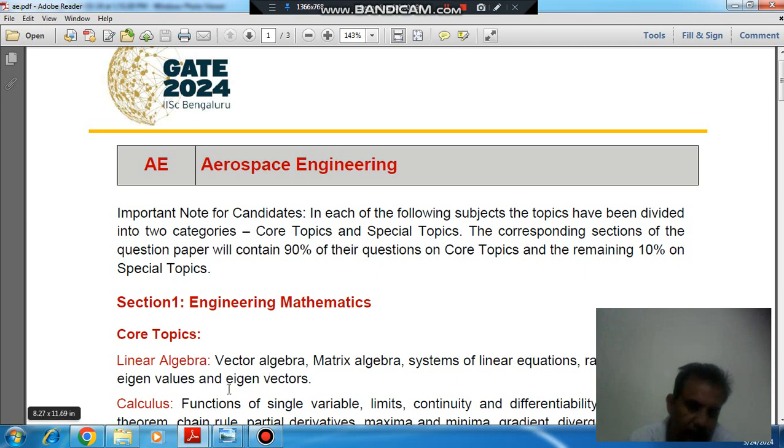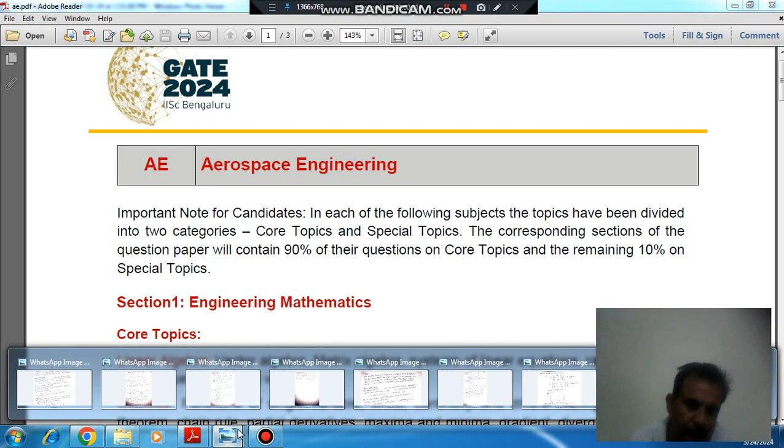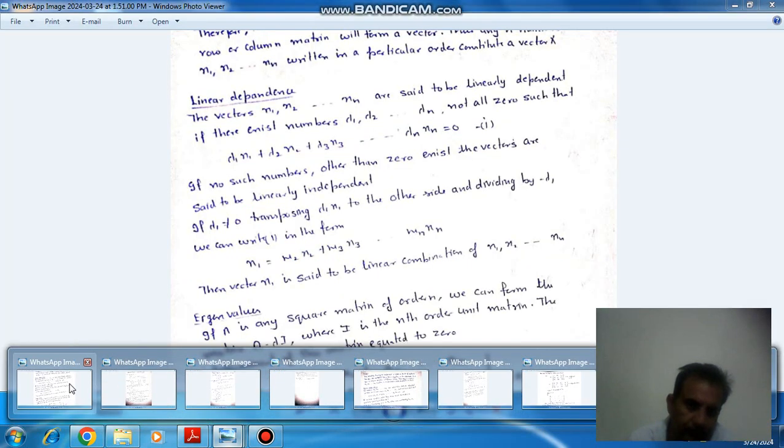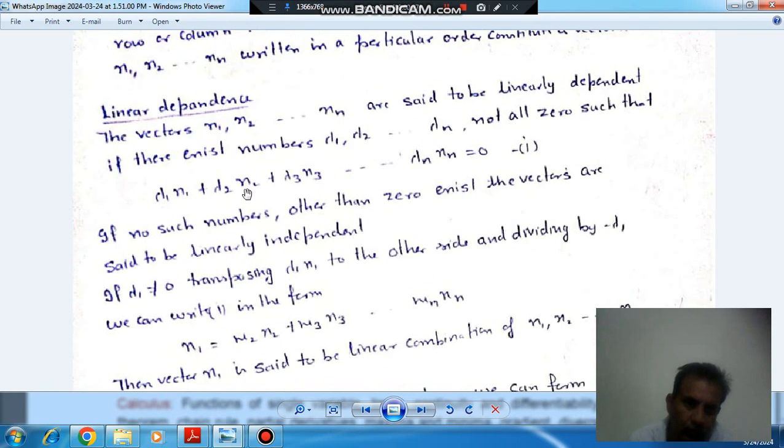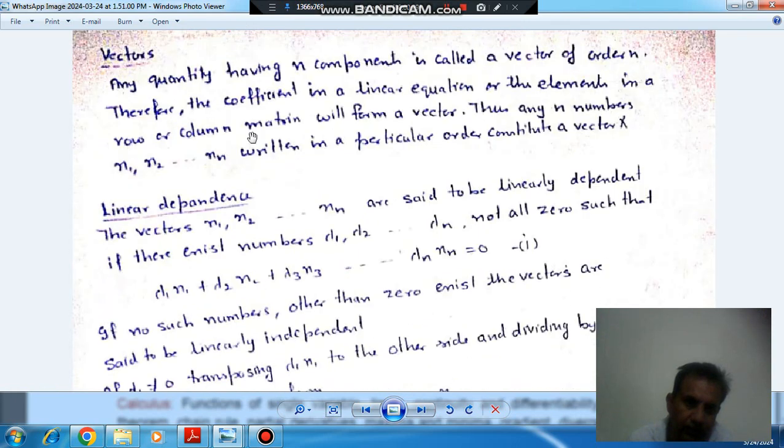To understand eigenvalue and eigenvector, first of all, we will take a vector. A vector is any quantity having n components. Any quantity having n components is called a vector of order n.